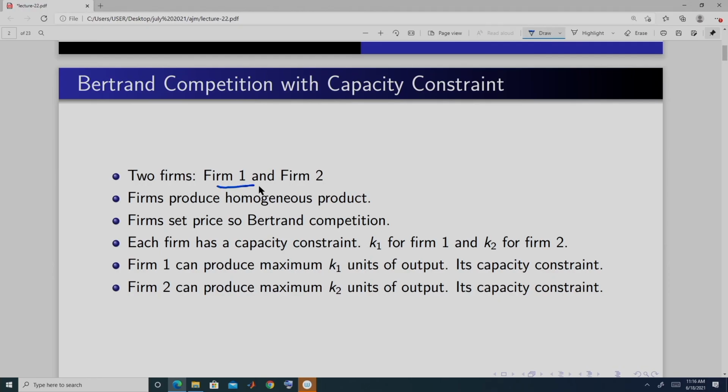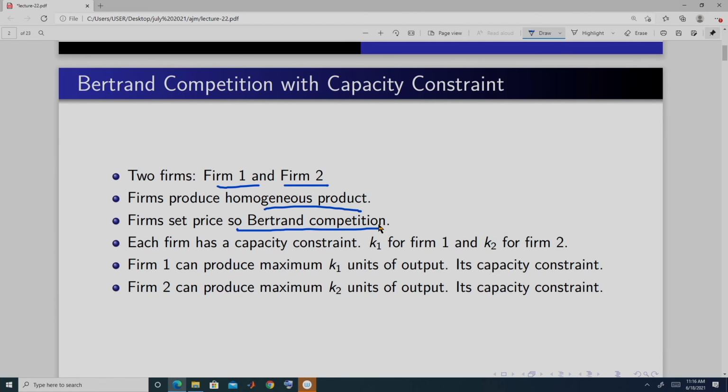We have two firms, firm 1 and firm 2. Both produce a homogeneous product, that means they produce similar products. Whether you buy from firm 1 or firm 2, it does not matter. Again, each firm sets price, or their choice variable is price. So, it is a Bertrand competition, and what do we do?